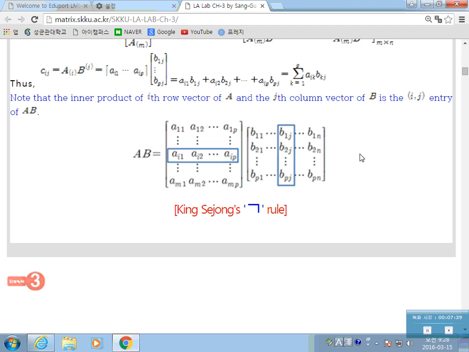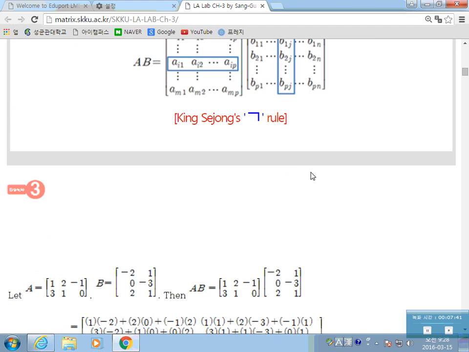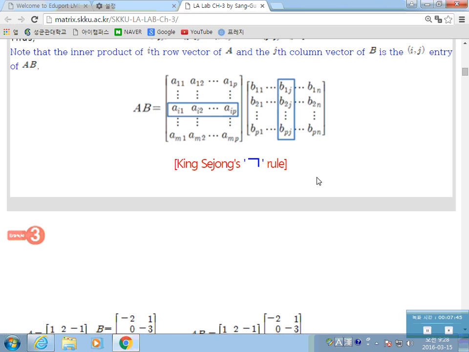So you shouldn't forget how you multiply two matrices. Okay?